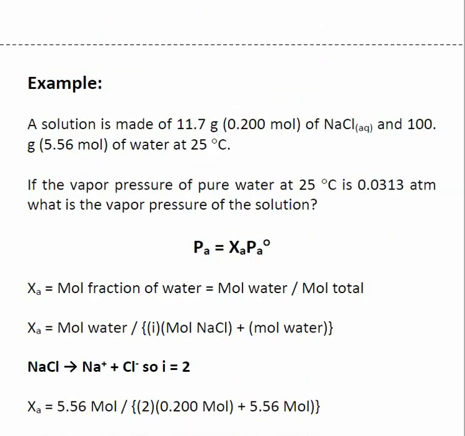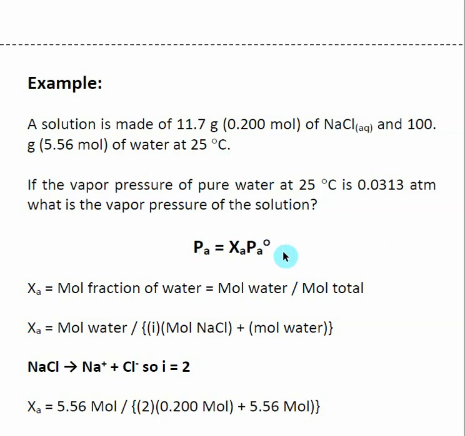Here I've given you an example. We're still using about 100 grams of water. And remember, because we're looking at a mole fraction, what we need is moles of our solute and moles of our solvent. So we have 100 grams of water. Water is our solvent. That's equal to 5.56 moles of water. Our solute, in this case NaCl, we're putting 11.7 grams, and that's equal to 0.200 moles of NaCl.